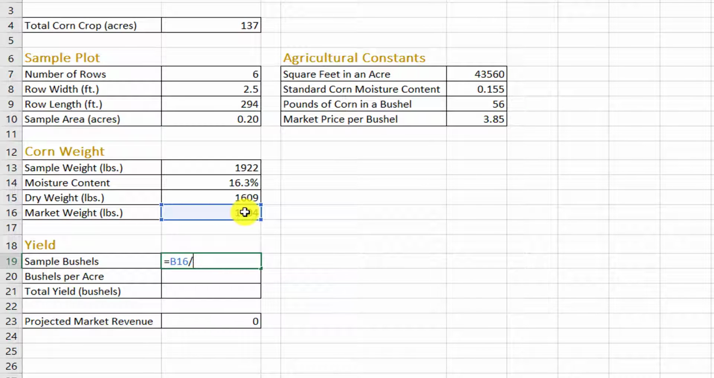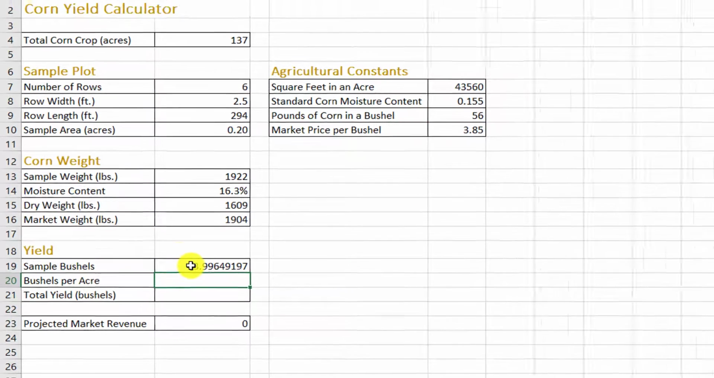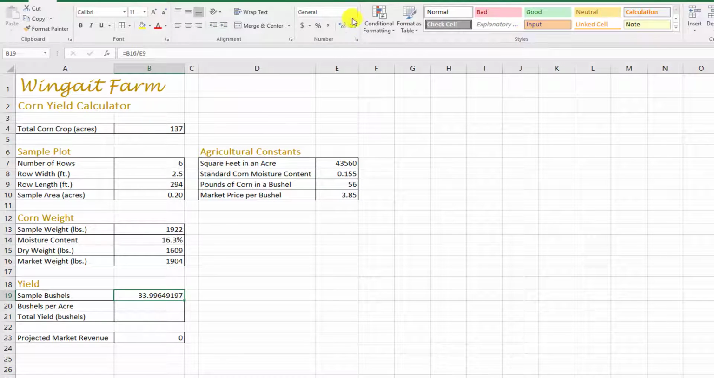So the market weight divided by how much a bushel typically weighs, to get how many bushels we had in our sample. And we had roughly about, we'll round it up. It's so close that you can't really go by decimals when it comes to a bushel. So yeah, round up to 34. We had roughly about 34 in our sample.